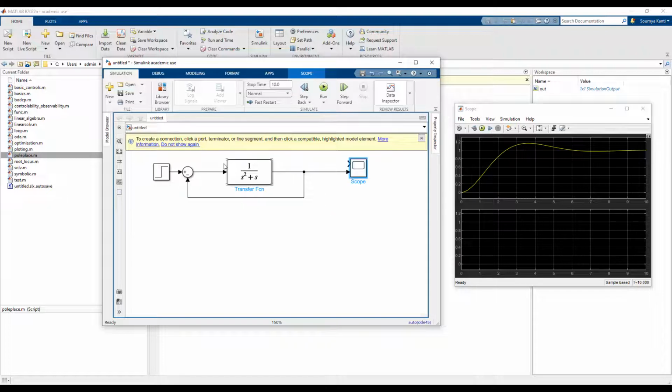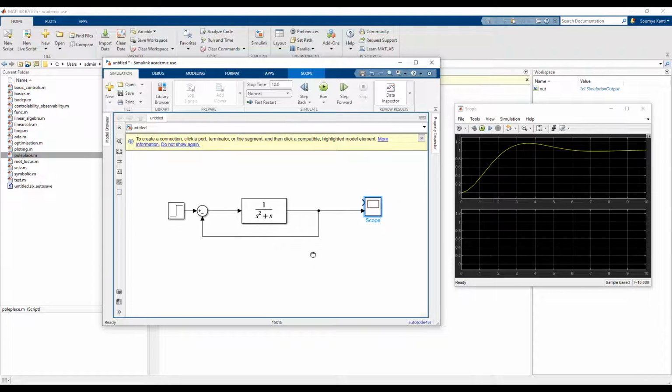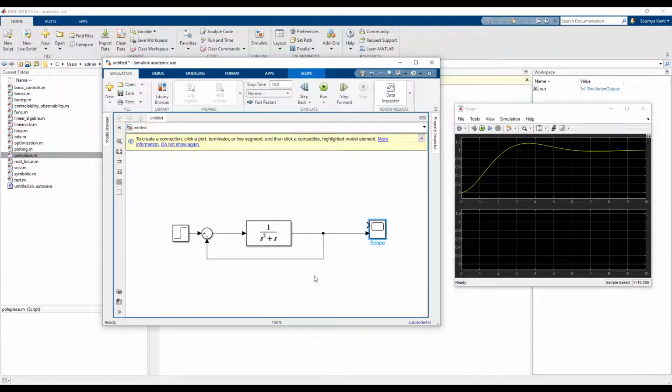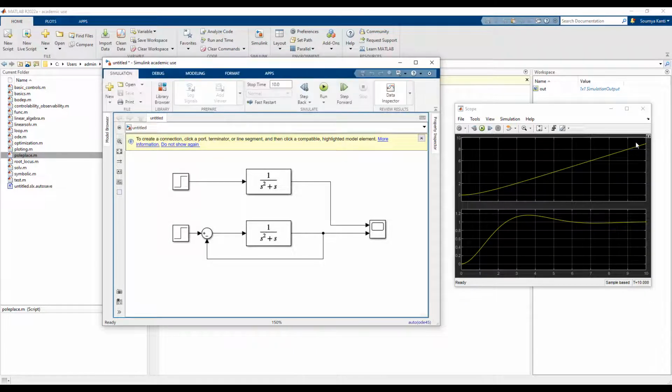Now what I can do is, if I use the middle click button, I can grab it and move it. I'll make a copy of the system. For making the copy, I hold control and drag the system, and it makes a copy of whichever thing you have selected. If I now run it, you can see the top one is the open loop one and the bottom one is the closed loop one.